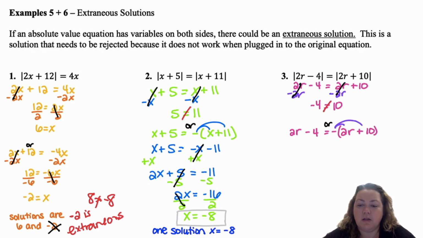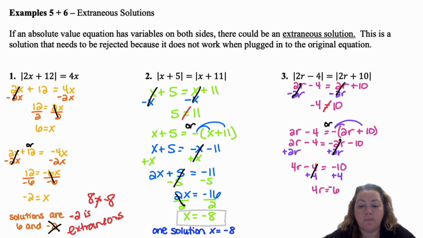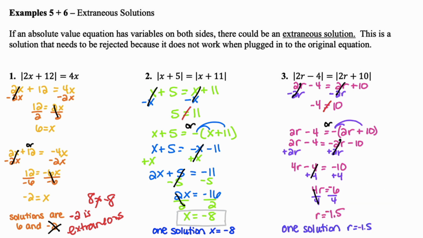The next one, I distribute the negative, combine, or get my r terms together. I get 4r minus 4 equals negative 10, add the 4, divide by 4. I get r equals negative 1.5, and if I plug that in, it does work. So this one has one solution, negative 1.5.